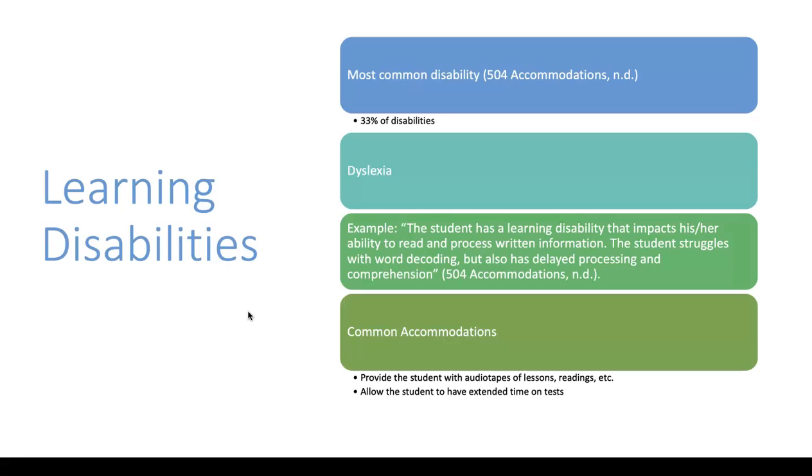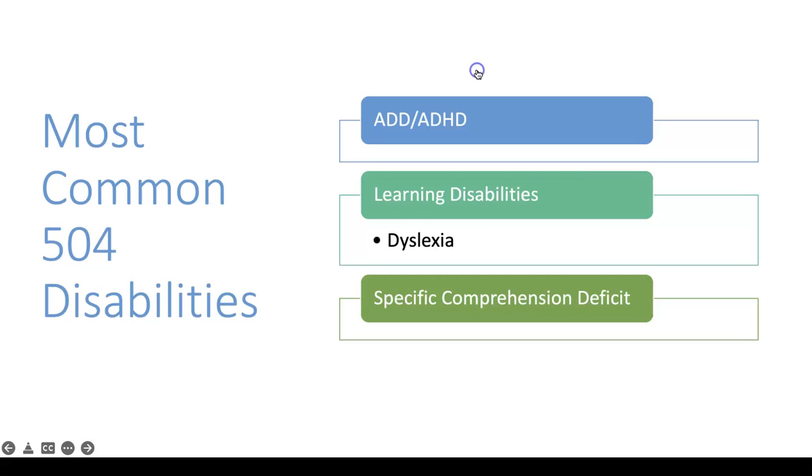33% of disabilities constitute learning disabilities. Now let's zoom in on dyslexia. An example would be the student has a learning disability that impacts his or her ability to read and process written information. The student struggles with word decoding, but also has delayed processing and comprehension. Common accommodations for students with dyslexia include providing the student with audio tapes of lessons or readings, allowing the student to have extended time on tests.